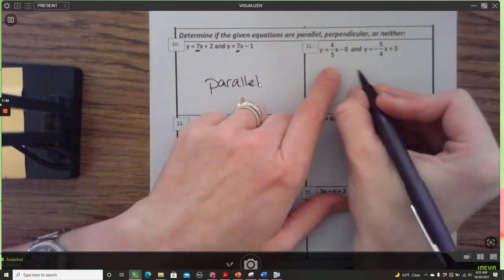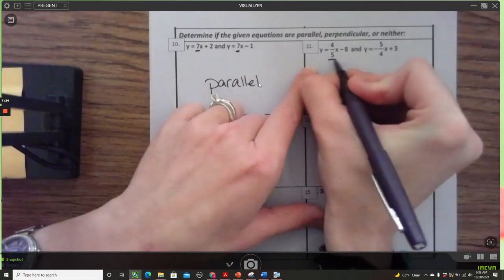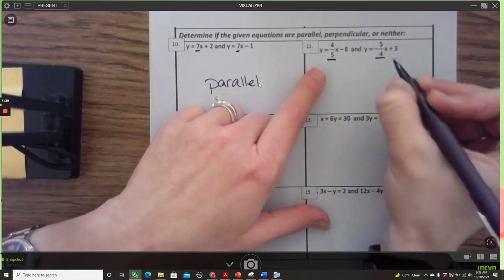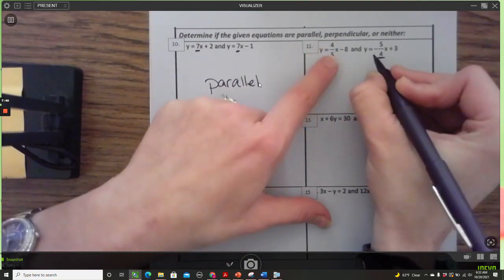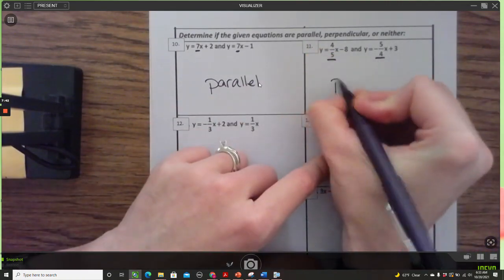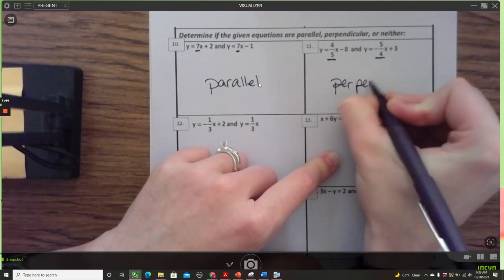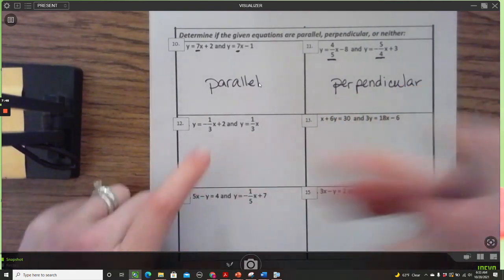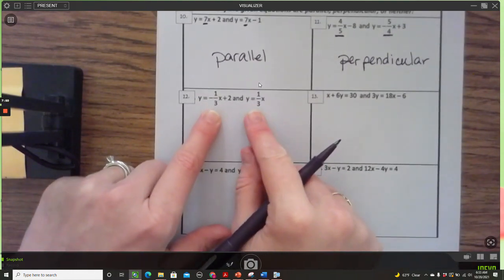Okay, on this one, I've got a slope of 4/5, and then I've got a slope of negative 5/4. So they're reciprocals, and then one's positive and one's negative. So these are perpendicular lines.